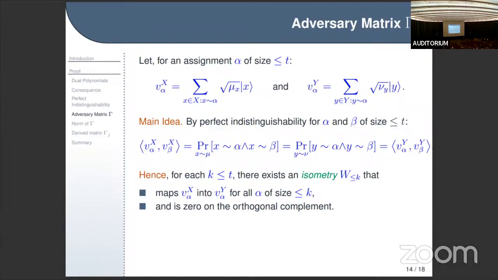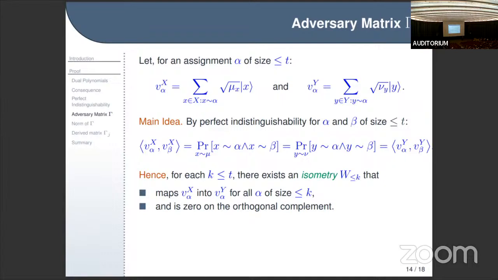By perfect indistinguishability, we have the same probability for nu. And by the same argument, this is the inner product between the v y's. So we have inner product equal to inner product. Hence, for each integer k that is less than our bound t, there exists an isometry w at most k that maps all v alpha x into v alpha y for all alpha of size at most k.